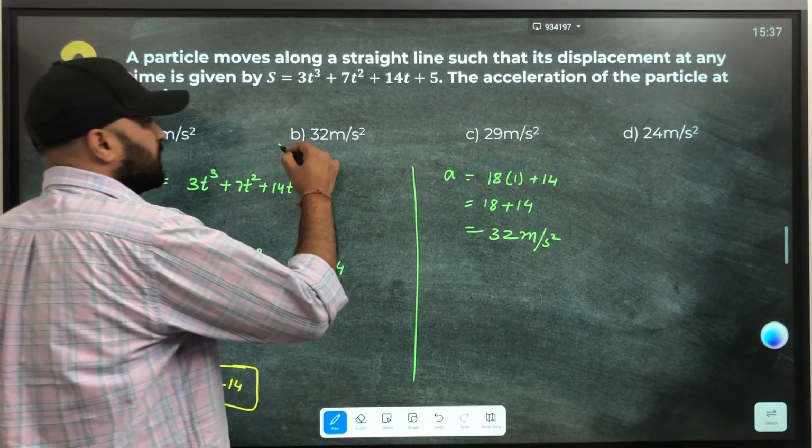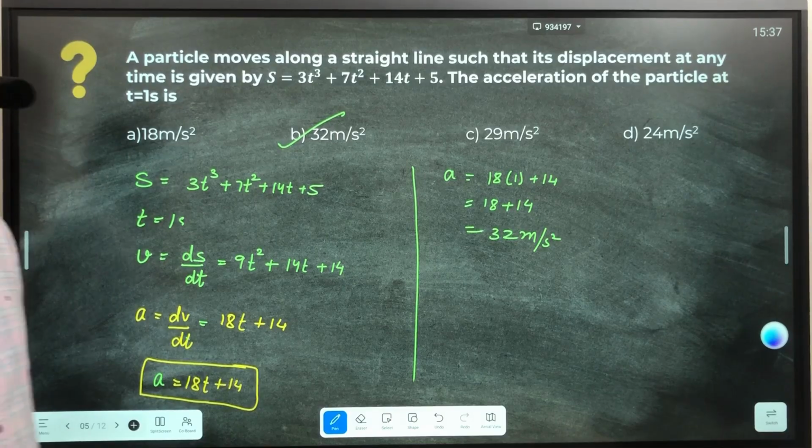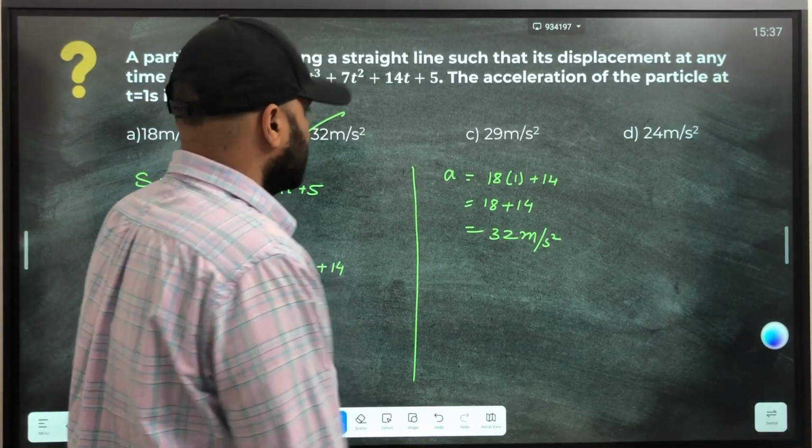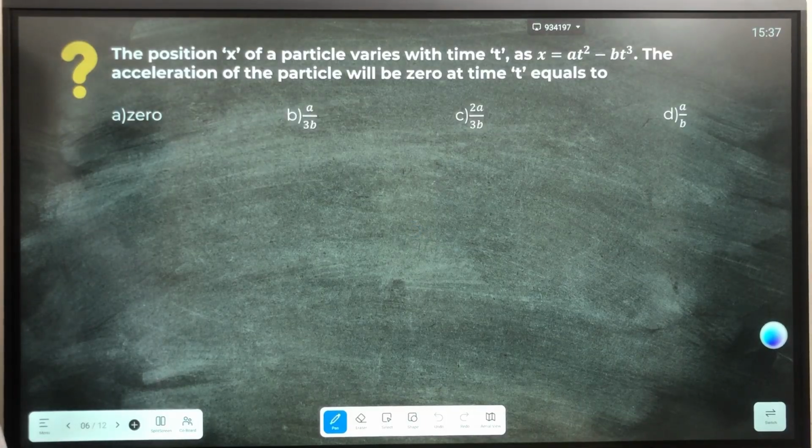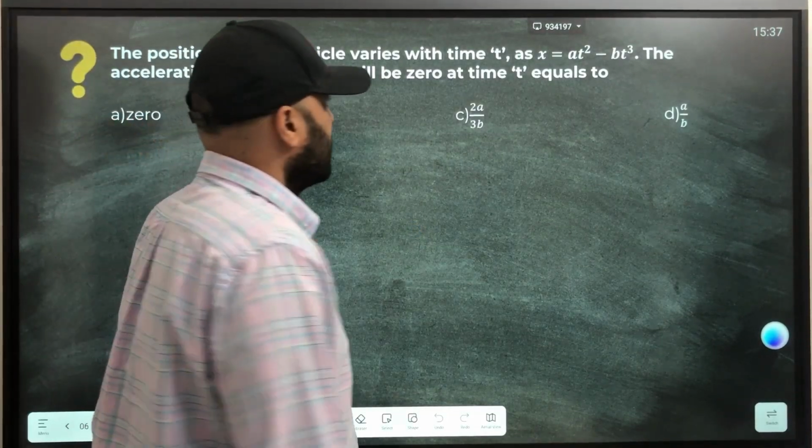Let's see if there is any option. Yeah, option B is correct here. 32 meter per second square, that's our correct answer, right? Let's see our next problem. Great. We have a next problem here. Okay, again it's a PYQ.